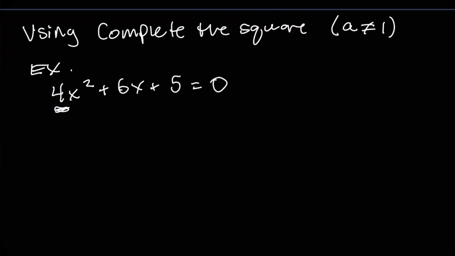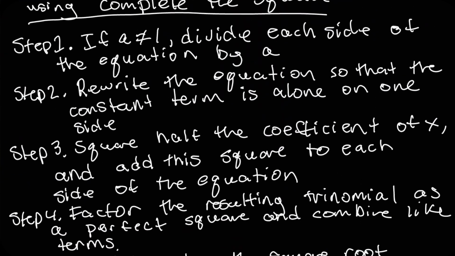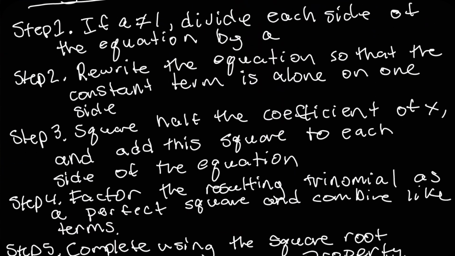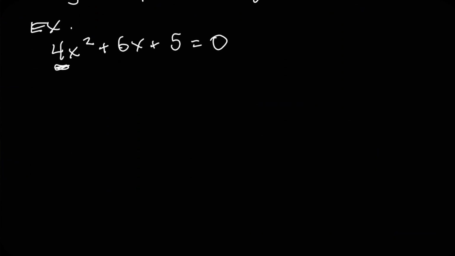Our a is going to be this 4 right here. So we need to go ahead and follow our steps. So let's see what our steps said here. It said if a is not equal to 1, divide each side of the equation by a. So we need to divide each side of our equation by this 4.